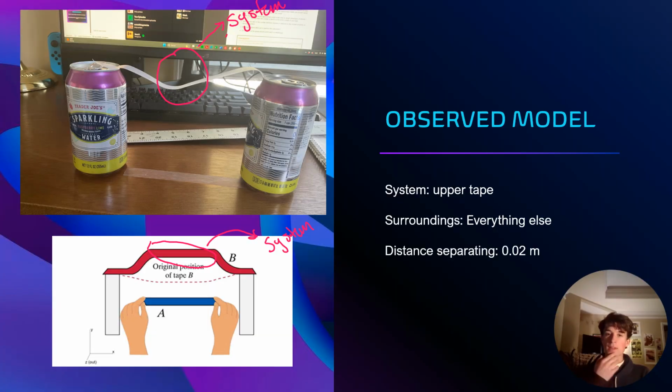So here's the observed model we use. As you can see, this tape is suspended between two cans, and then I'd hold up the other piece of tape and measure when it's at equilibrium, as in it's not pushing up any higher or coming down from gravity. So the measurement I got for that is 20 centimeters or 0.02 meters.